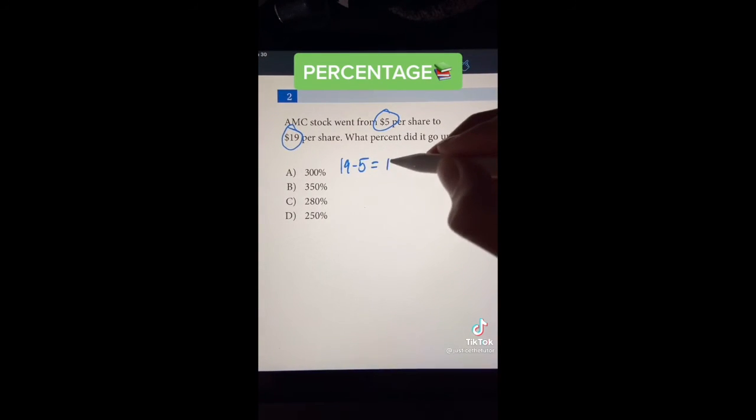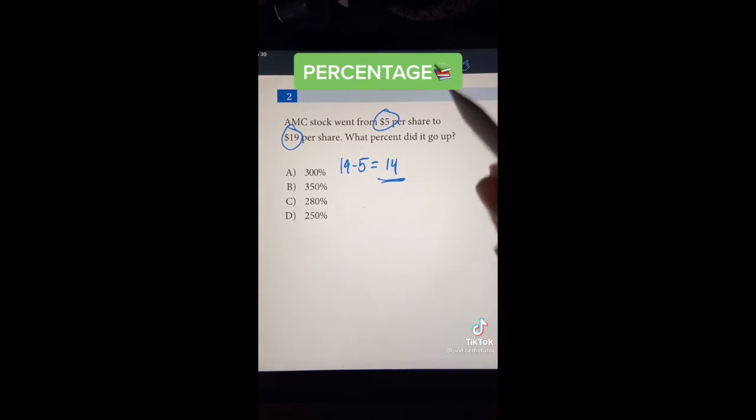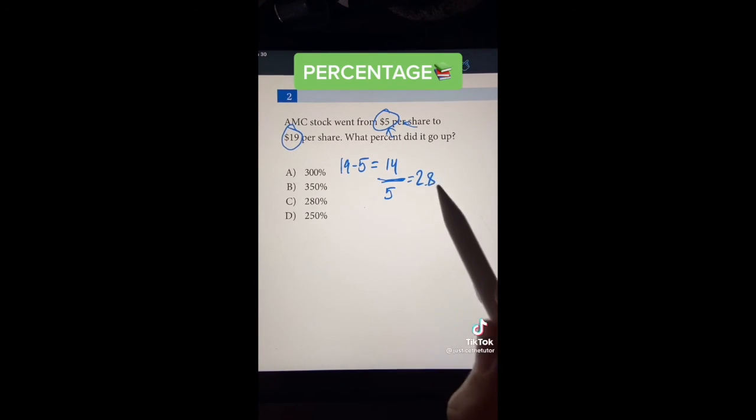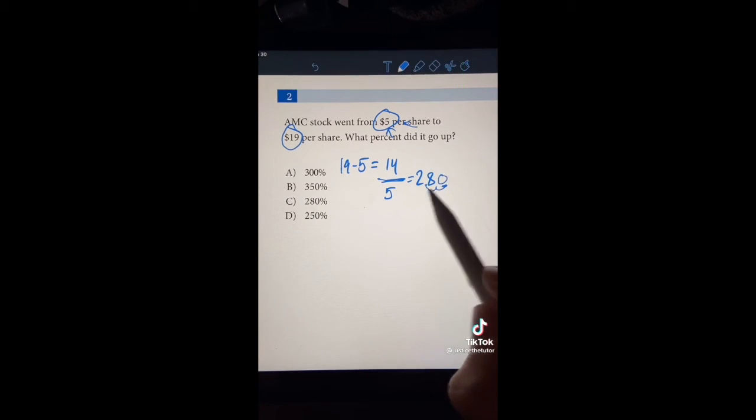So 19 minus 5 is equal to 14. And then you're going to take this number and divide it by the original number, which was 5. So 14 divided by 5 is 2.8. And to convert this into a percentage, all you have to do is move the decimal point over twice, which is 280%, which is C.